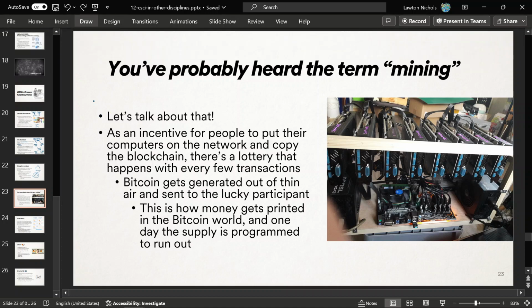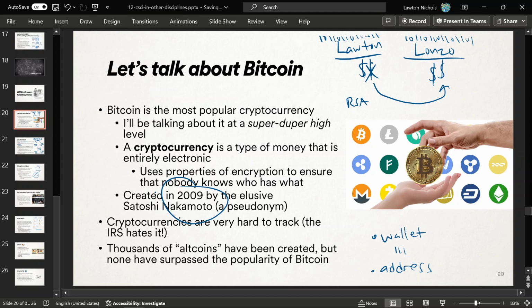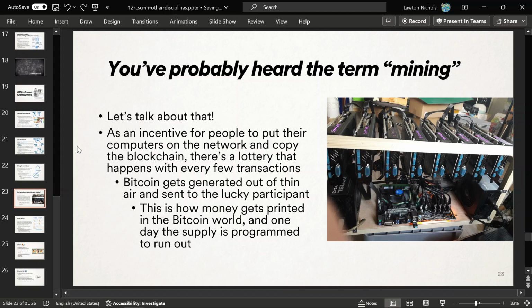So what does mining mean? Let me explain that to you. When Bitcoin first started in 2009, there were no Bitcoins anywhere. None existed. There were no accounts yet. So the idea is to make money in the Bitcoin network out of nothing, and that's what mining does. As an incentive to keep your computer turned on and storing this big long file called the blockchain, the Bitcoin people decided we're going to have a lottery every few transactions.